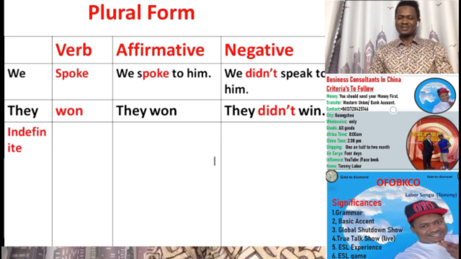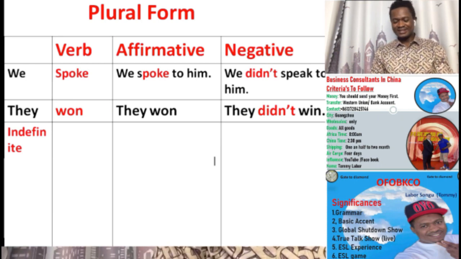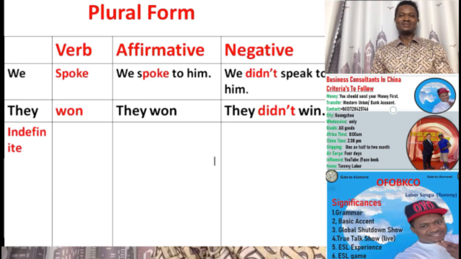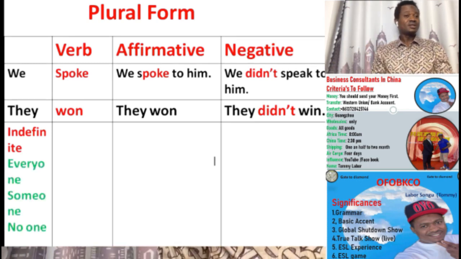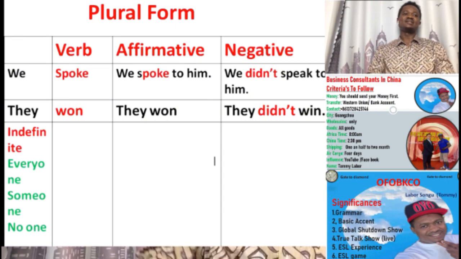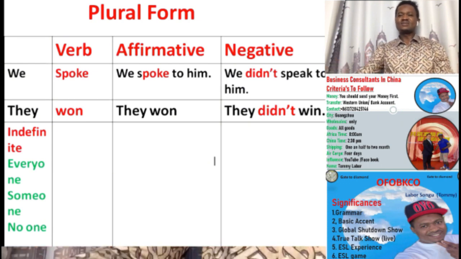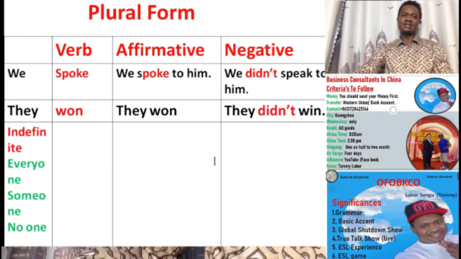All right, guys. Let's talk about indefinite pronouns. Indefinite pronouns are so important in English grammar. When I talk about indefinite pronouns, we have, for example, everyone, someone, no one. No one indicates the negative form. Everyone and someone are affirmative forms. Let's see an example of how we use indefinite pronouns.